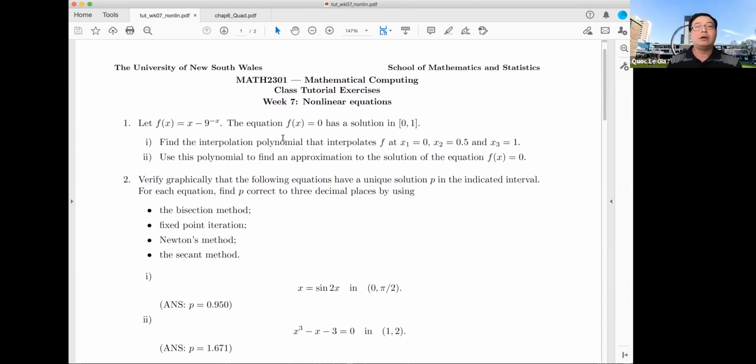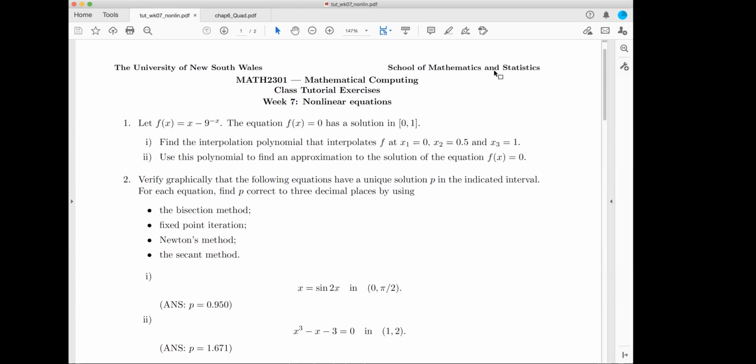So then we will try to approximate the function by a polynomial, right? And after that, we find the zero of the polynomial, and the zero of the polynomial will approximate the zero of the original f. So how do we do it? So we do step by step. So the first step is to construct the interpolation polynomial that interpolates at 3 points.